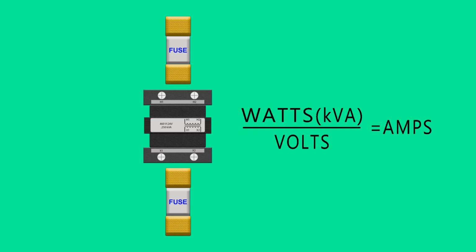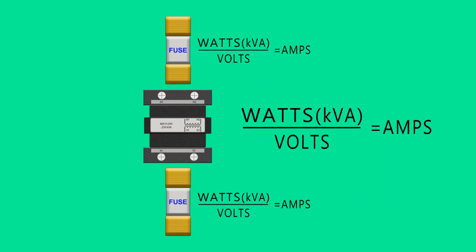Since breakers and fuses are rated in current, the transformer wattage and voltage are used to calculate the overcurrent value. Overcurrent protection for the primary side of the transformer is calculated using the wattage and the primary voltage. Overcurrent protection for the secondary side of the transformer is calculated using the wattage and the secondary voltage.